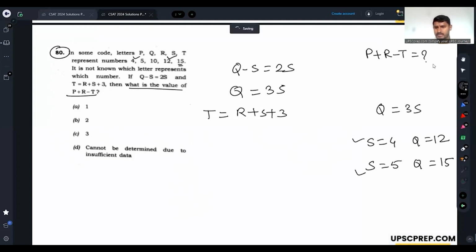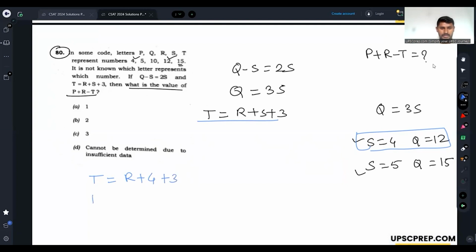So we will start with this first. S is equal to 4 and Q is equal to 12. So let's find out the value of T now. T is R plus S, and we already know S is 4. We are solving for this first possibility, right? R plus 4 plus 3. Now T will be equal to R plus 7.